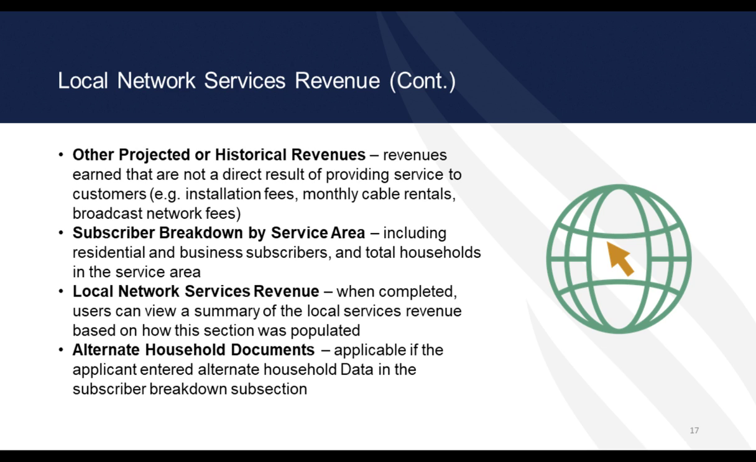Next, applicants will need to identify other projected or historical revenues earned that are not a direct result from providing service. For example, installation fees, monthly cable rentals, or broadcast network fees. Then, applicants must identify the subscriber breakdown by service area, including residential and business subscribers, and total households in the service area. When completed, users can view a summary of the local services revenue based on how this section was populated. If applicable, there is a section for applicants to upload supporting documents related to alternative household data as it applies to the subscriber breakdown.